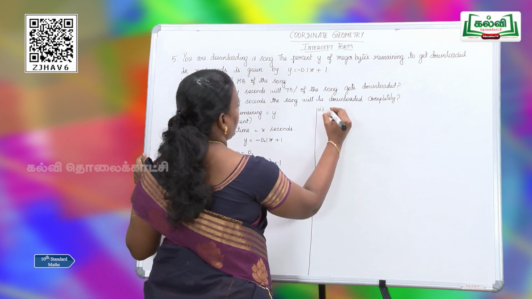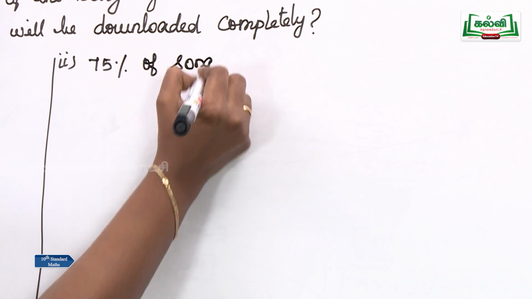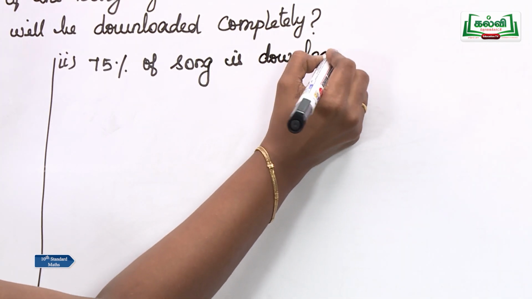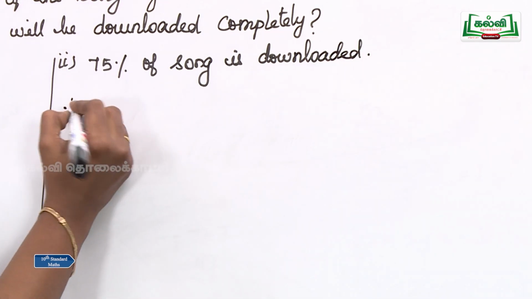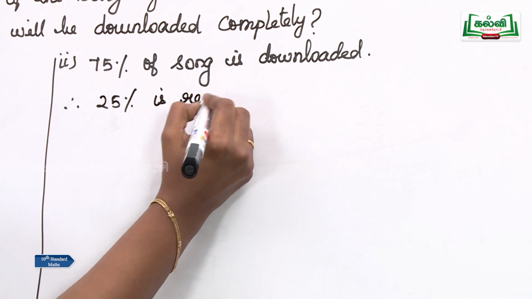So, 75% of the song is downloaded. So, how much is remaining? Therefore, 25% is remaining.